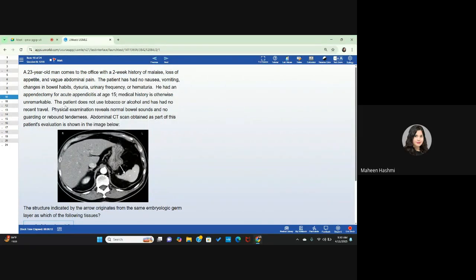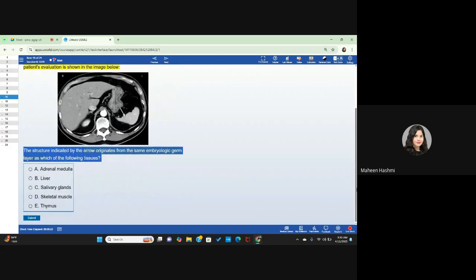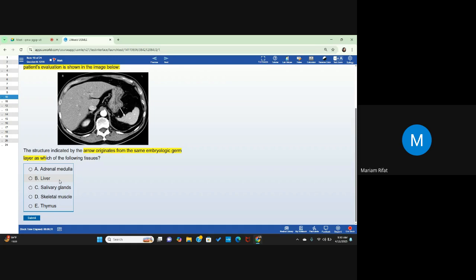All right. So an abdominal CAT scan shows the structure indicated by the arrow originates from the same embryological germ layer as which of the following tissues? They're referring to the spleen. What is the answer? The spleen arises from the mesoderm. Skeletal muscle is also mesodermal.